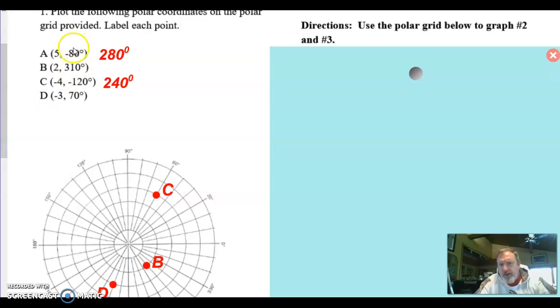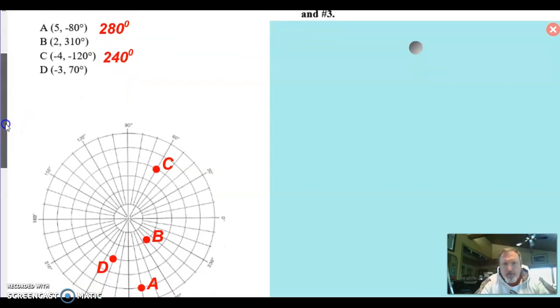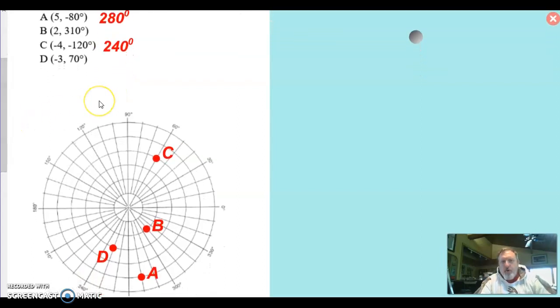First issue, if you have a negative degree, you can add 360 to get a positive equivalent there. And we can see our 4 answers now. So 5, 180 for A. 3, 310, which is going to be for B right here in quadrant 4. Negative 4, negative 120, so that's the same as going to 240.